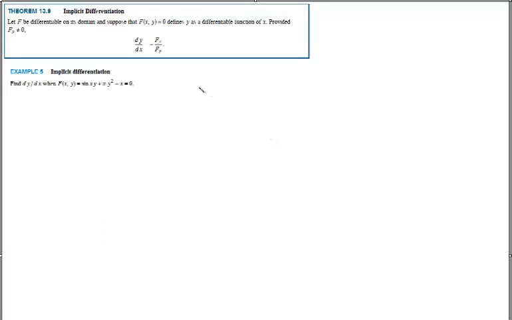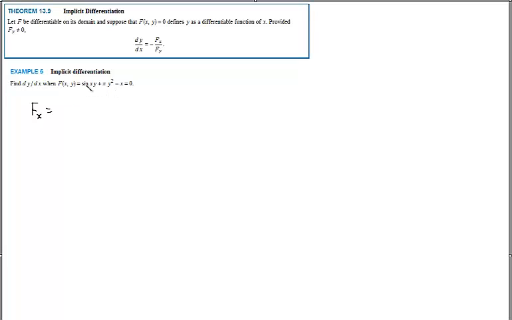Our theorem for implicit differentiation tells us if we want the derivative of y with respect to x, we are to compute the partial derivative of f with respect to x over the partial derivative of f with respect to y, and we would take the negative of that. So let's compute the partial derivative of f with respect to x. That means that I treat y as a constant here.